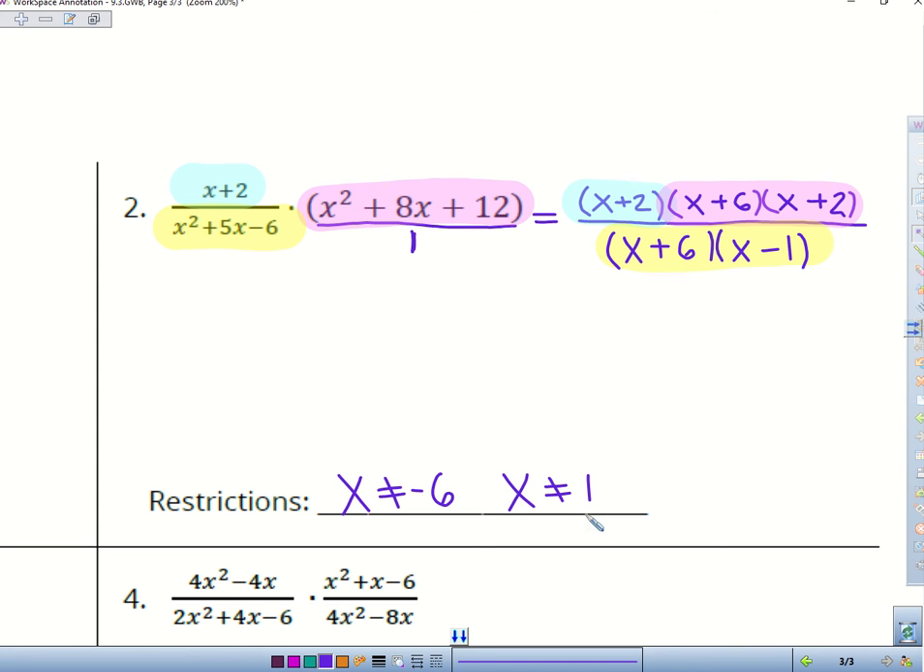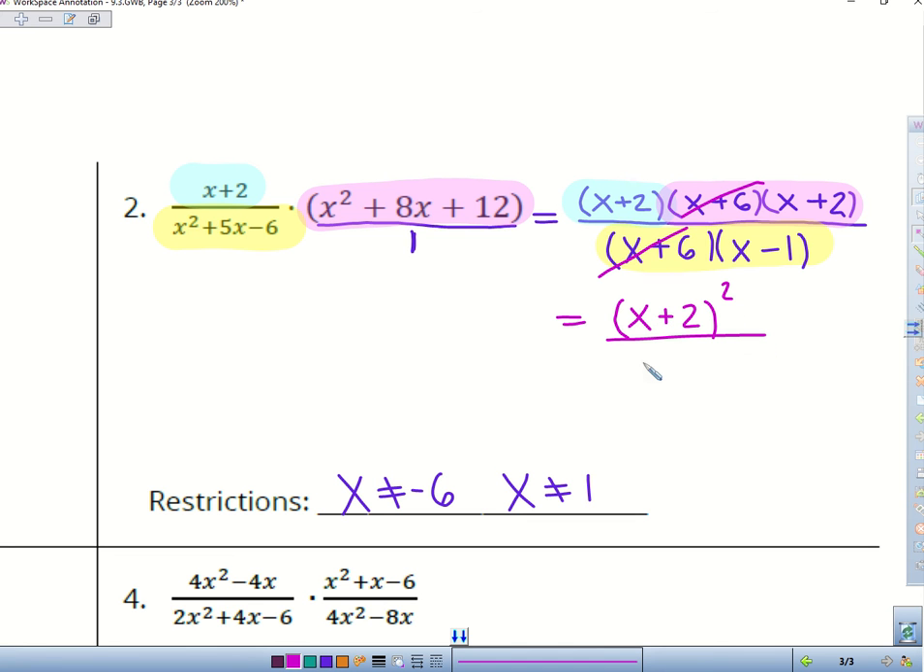You can set it equal to 0 and do the math if you feel like you need to. That's fine. And now I'm ready to cancel out any terms that they have in common on the top and bottom. Any? Good. The x plus 6's cancel. And what's going to happen on the top there? X plus 2 squared. Very good.